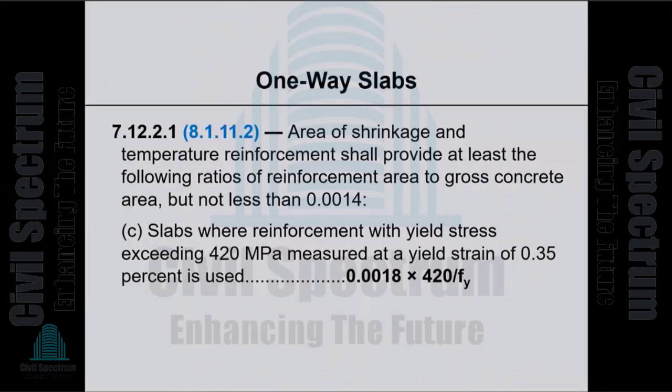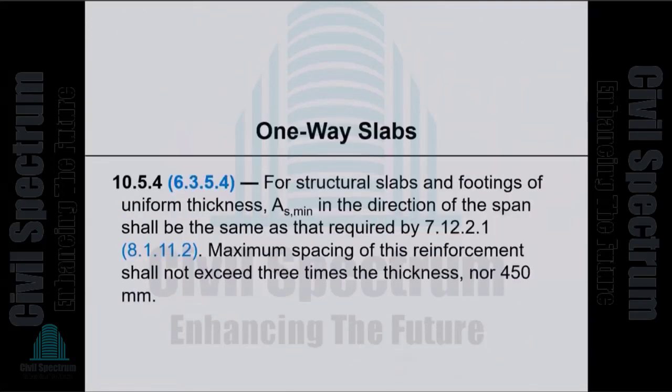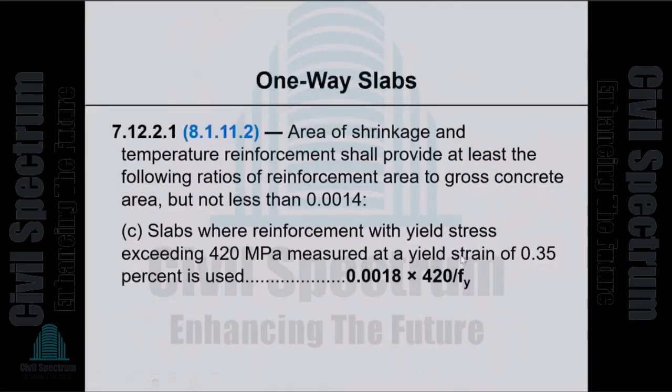The additional thing is shrinkage reinforcement. Shrinkage reinforcement is 0.18% minimum, except that if you use reinforcement having yield strength larger than 420 MPa, then you can go below 0.18%. So shrinkage reinforcement is 0.18%, except for higher strength reinforcement, you can go below 0.18% as given by this expression.